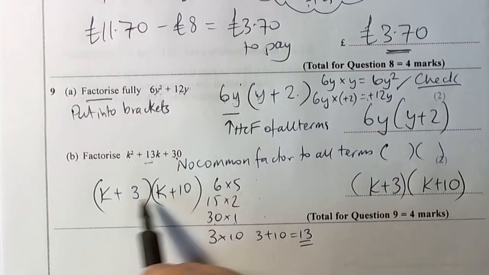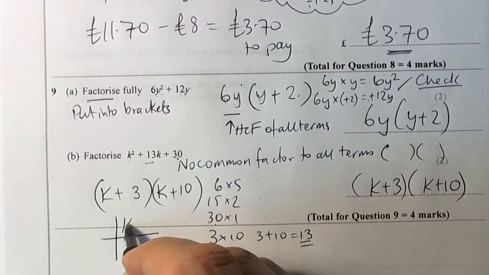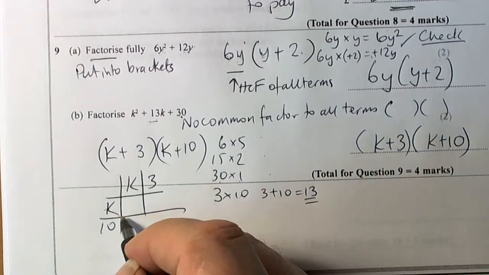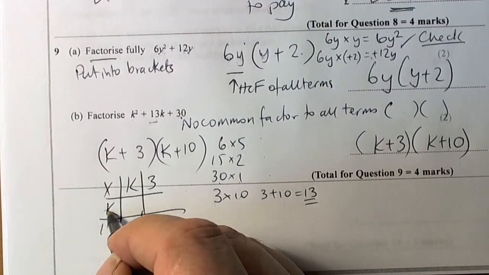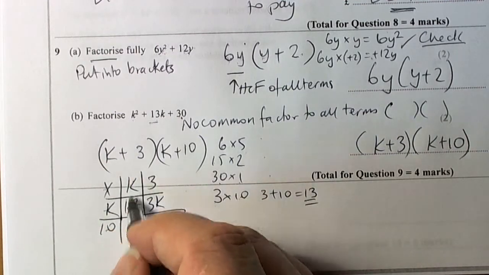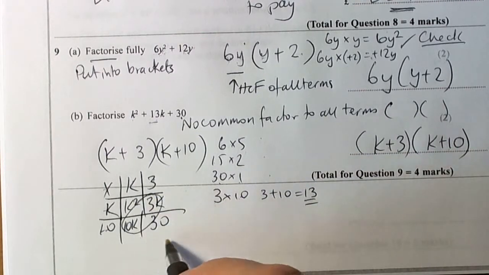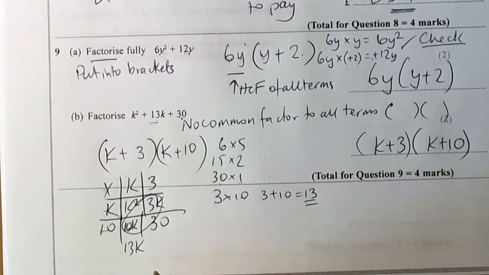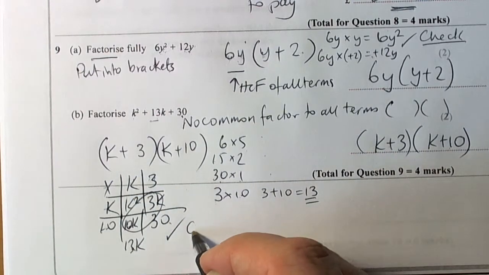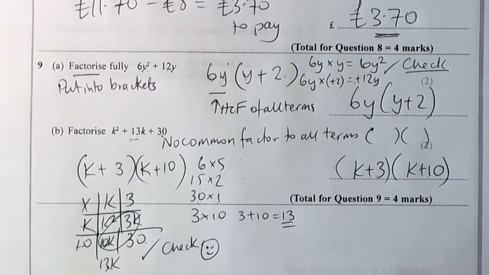So basically then we look at this and we do our check in our head. So to check, we said it was going to be k and 3, k and 10, times in. So k times k, k squared, k times 3, 3k, 10 times k, 10k, 10 times 3, 30. Those two added together give me 13k. I've got my k squared, I've got my 13k, got my 30, so the check worked. So again, check to make sure you haven't made any silly mistakes.